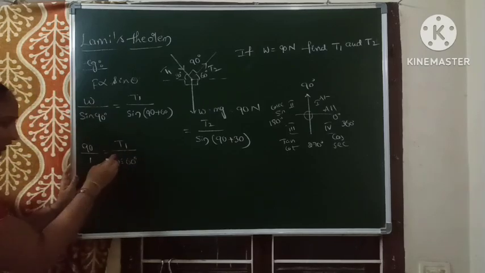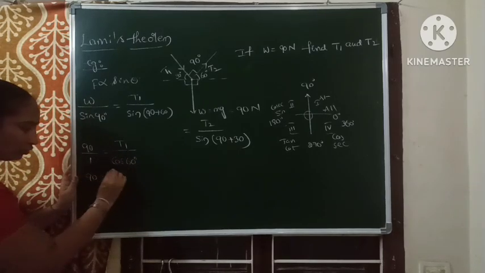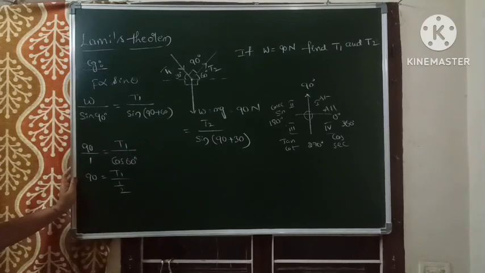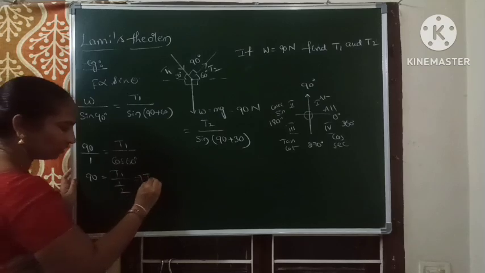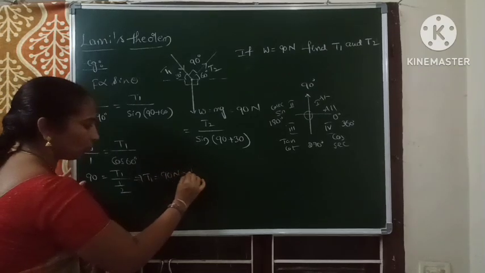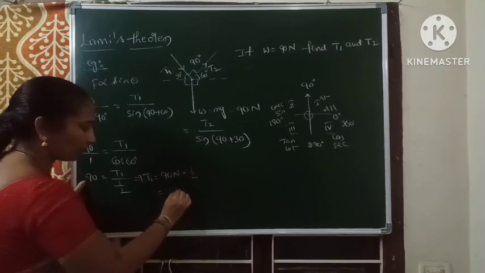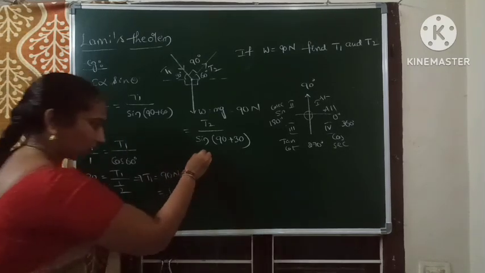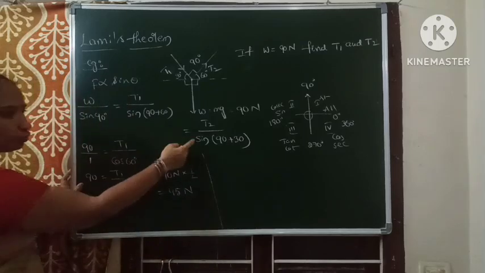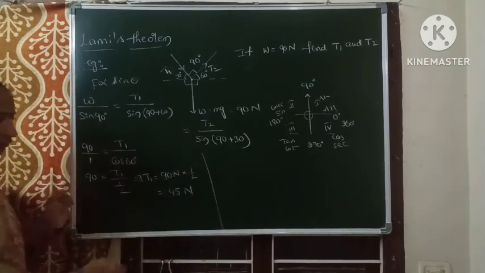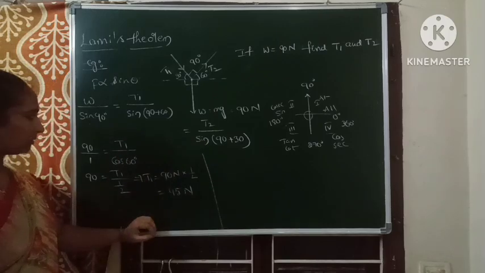From this you can calculate T1. 90 is equal to T1 by cos 60, whose value is 1 by 2. Cos 60 and sin 30 are both equal to 1 by 2. That implies T1 is equal to 90 newtons into 1 by 2, which is equal to 45 newtons. Simply. Now we can equate the first one and the second one, or the first one and the third one also. Let us take the first one and the third one, it will be easy.